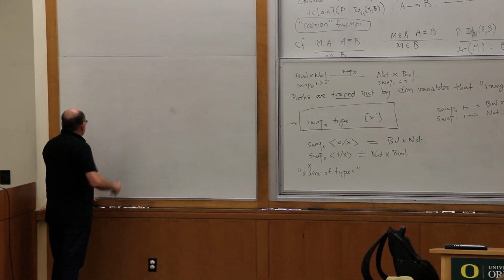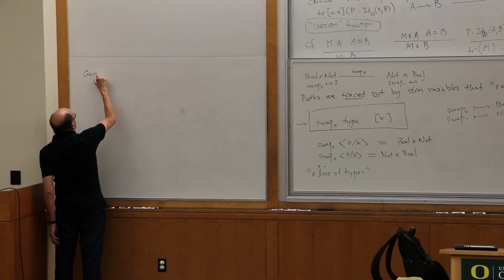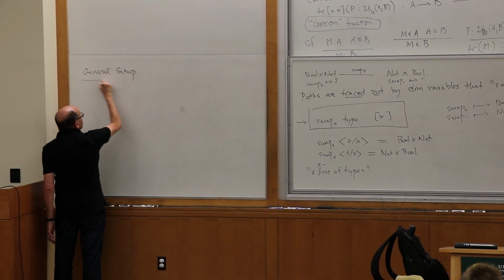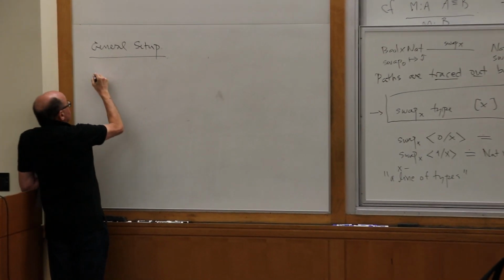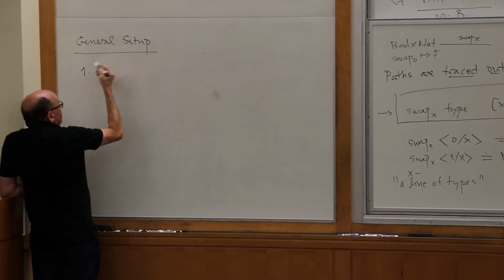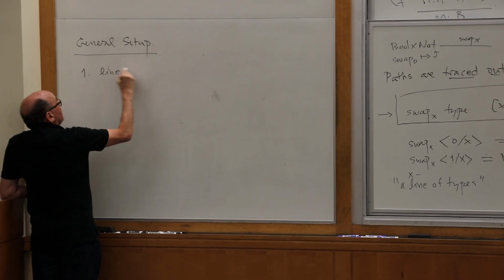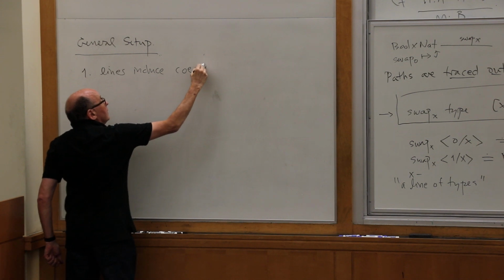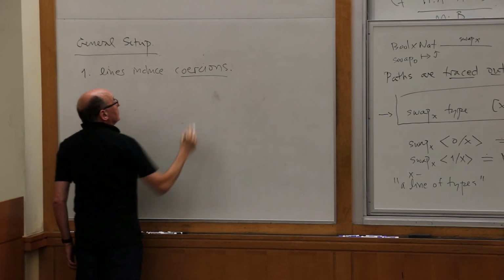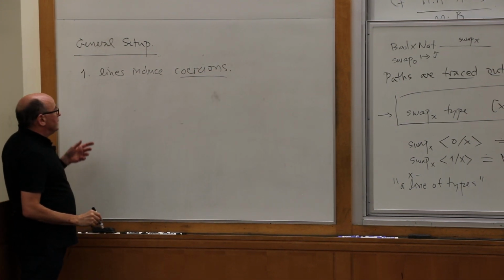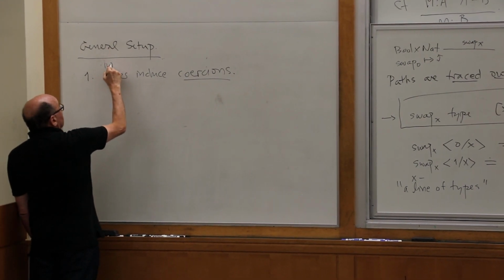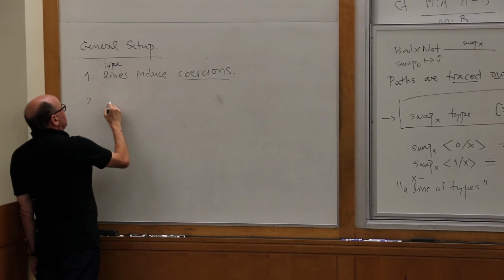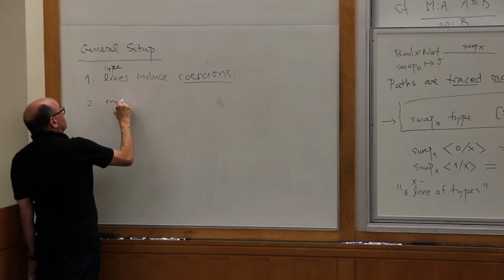So now the general setup is this. Let me step back from the particular example. The general setup is that lines induce coercions. That's the thing that I alluded to before. So the point is type lines induce coercions. That's the thing I had before. And in general, we must be able to compose lines.